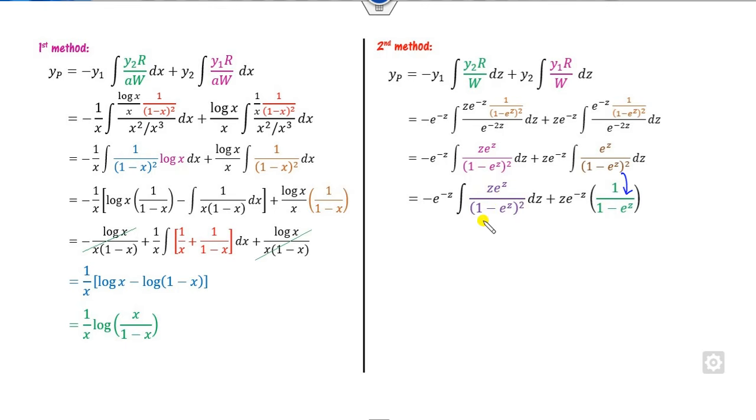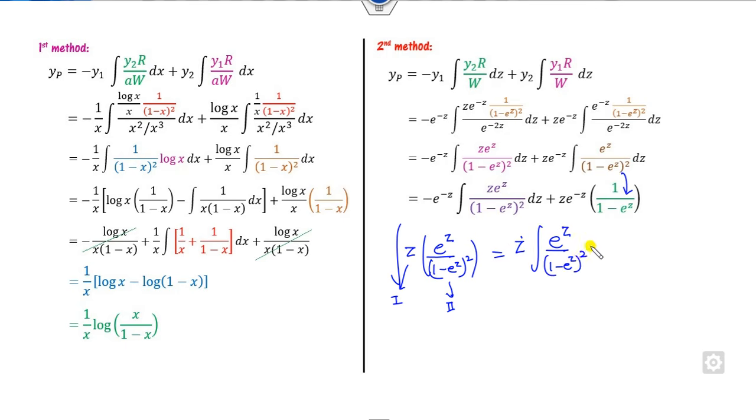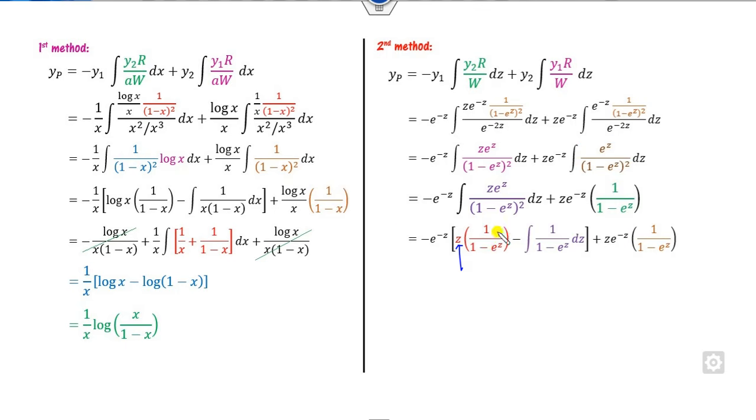How can you integrate this part? Clearly, again you can take the substitution, or else you can take e raised to the power z over 1 minus z, this as the first function and this as the second function. So I can integrate this as the first function: first function, integration of this part, minus derivative of this, that is 1, integration of this part. This integration we already computed, that is 1 over 1 minus of this. Now you can open this bracket, and this will be here.